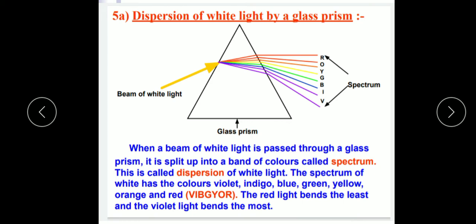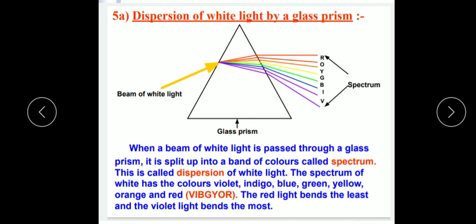The rays of light travel with the same speed in air or vacuum, but when they enter another medium, they travel with different speeds and bend through different angles, which leads to the dispersion of light.